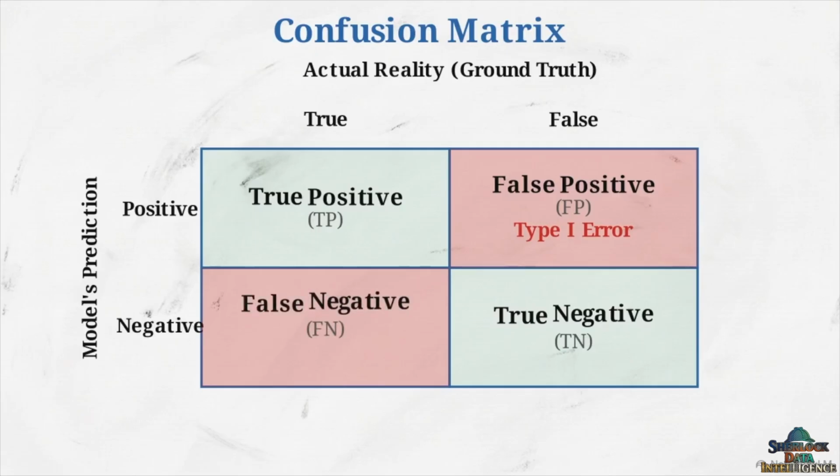We classify these failure states into two camps: false positives, also known as type 1 errors, and false negatives, known as type 2 errors. To master this, you need to lock down the naming convention. The terms positive or negative strictly refer to what the model guessed. The terms true or false refer to whether that guess actually aligned with reality.